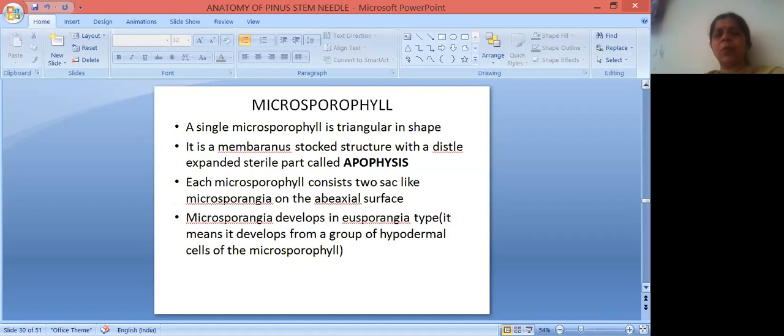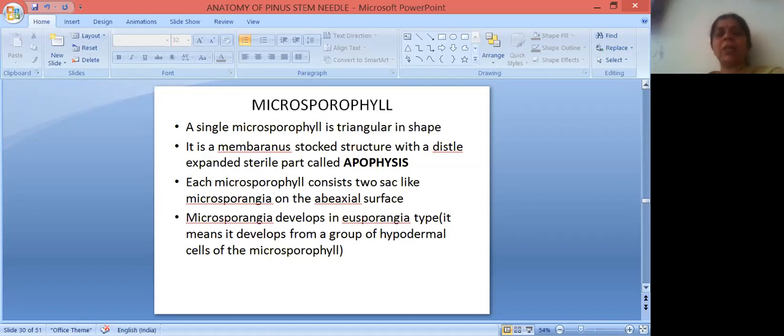Each microsporophyll consists of two sac-like structures, which are known as microsporangia, on the lower side or on the abaxial surface. Like in dicotyledons, how the stamen consists of two anther lobes, and those anther lobes produce the pollen grains or microspores, in the same manner, each microsporophyll consists of two sacs or microsporangia.